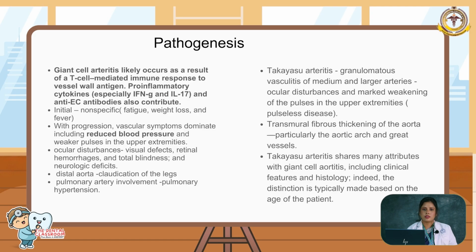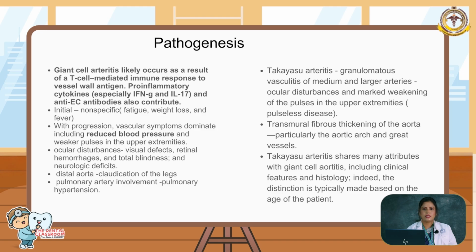Now, pathogenesis. We'll just briefly discuss giant cell arteritis and Takayasu arteritis in this class. So, what is giant cell arteritis? As the name goes by, it affects the large caliber vessels, more commonly seen in the temporal artery. So, what does this patient present with? Initially with non-specific symptoms or complaints like fatigue, weight loss, fever. This is not specific, right? Most diseases present with these symptoms initially, whereas when the disease progresses, it involves your major vessels.